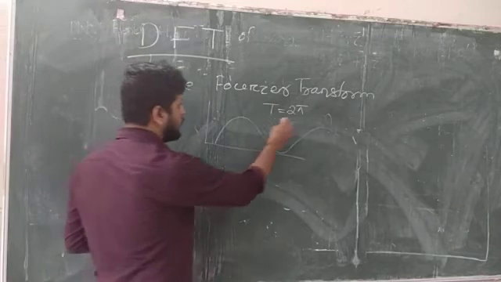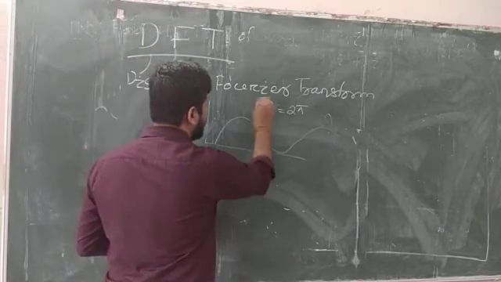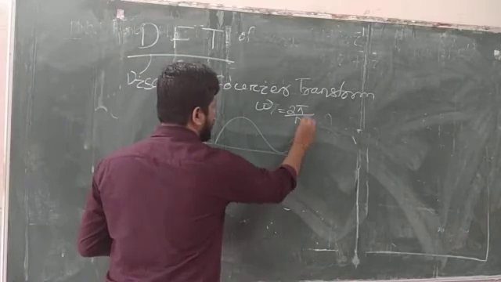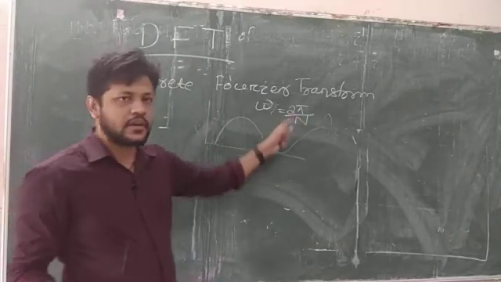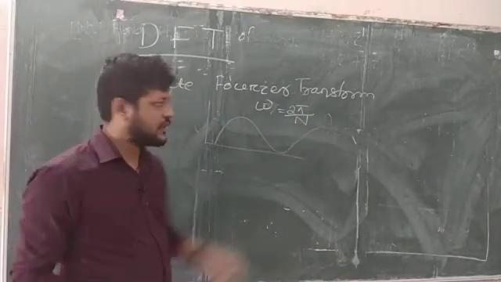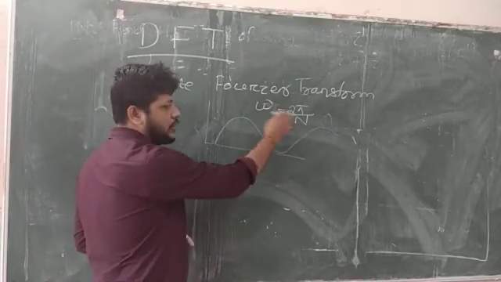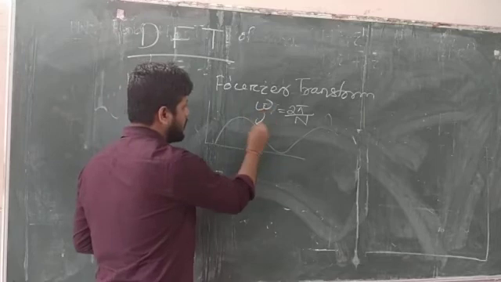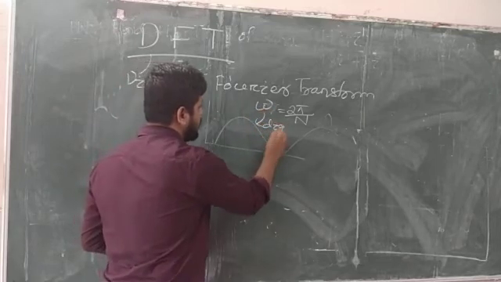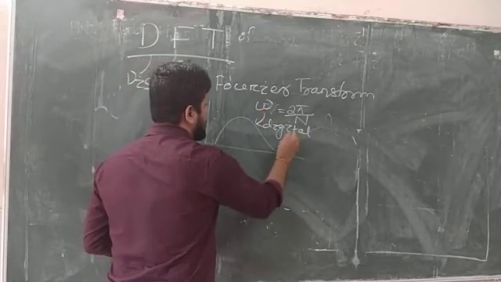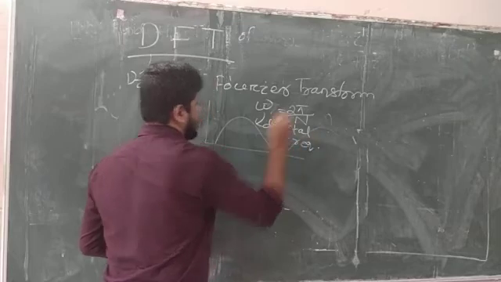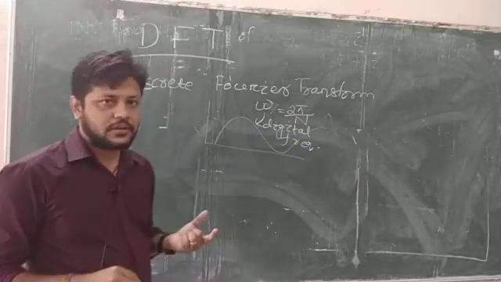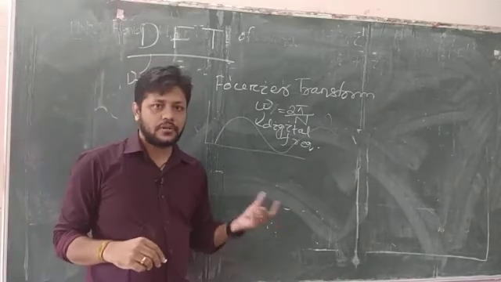So always the frequency omega, we are going to replace by 2 pi by N, since 2 pi is the period and we are considering N number of samples. So omega is replaced by 2 pi by N, where omega is the digital frequency. Obviously it will take a finite amount of memory in your computer.